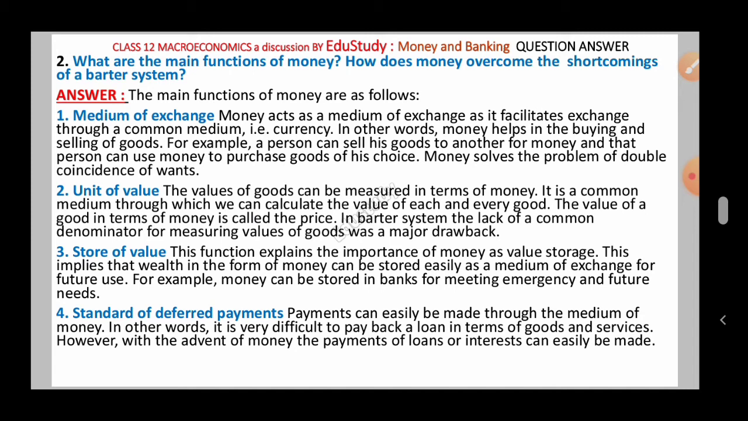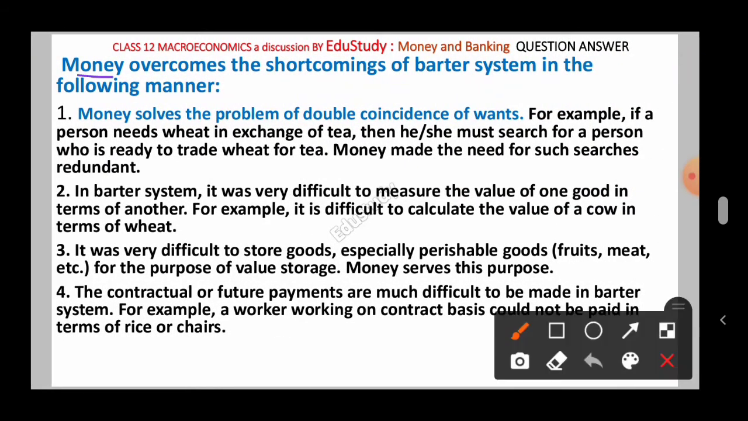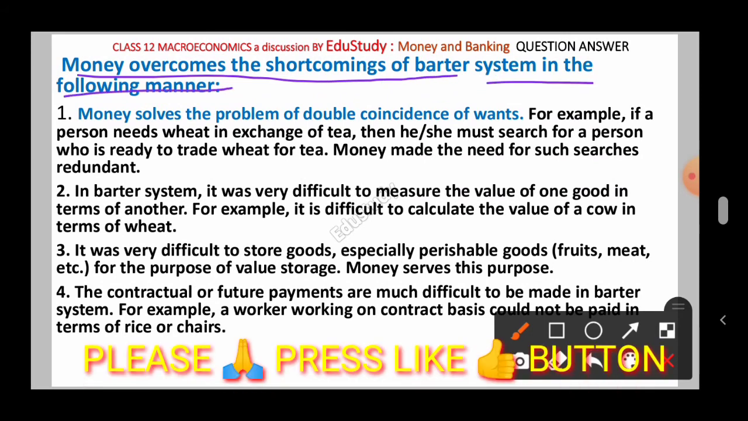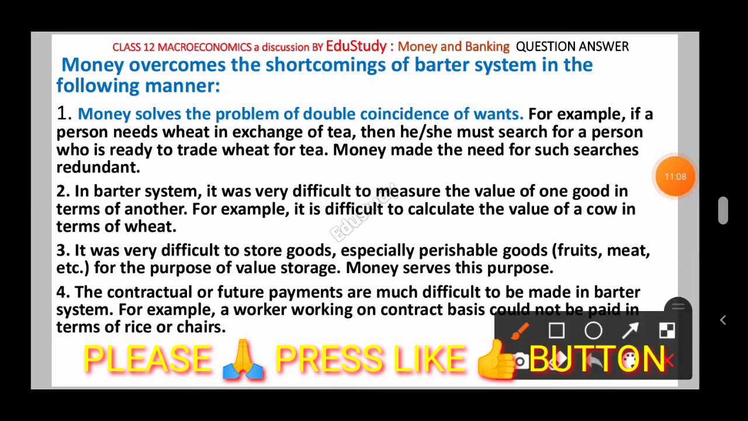So let's come to how money overcomes the shortcomings of a barter system. Here money overcomes the shortcomings of barter system in the following manner. These are important manners given here. First, money solved the problem of double coincidence of wants. That was the main drawback of the barter system, which was overcome by money.